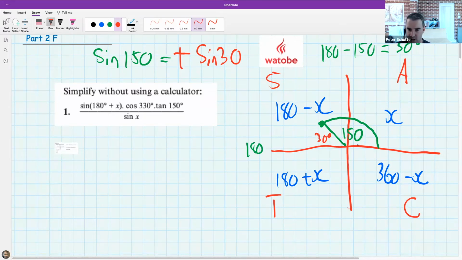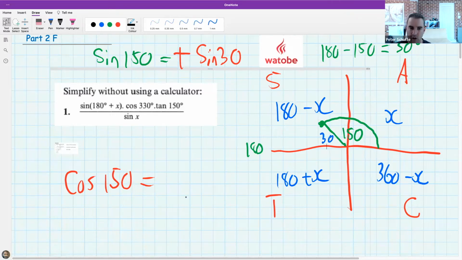Now, if I said to you, what is the cos of 150? This is me just doing a bit of recapping before we start the question. The cos of 150 is not going to be the same as the sine of 150. Does anybody want to tell me why the cos of 150 is a little bit different when we reduce it? I'd love someone to put their hand up and tell me how to simplify the cos of 150 using this reduction formula.